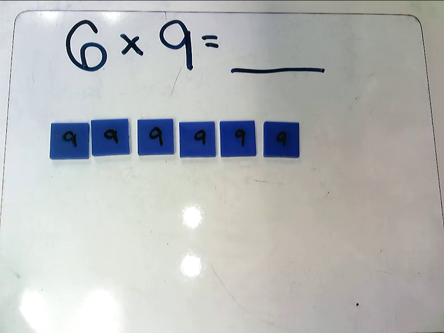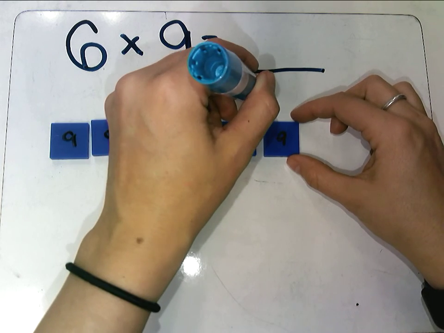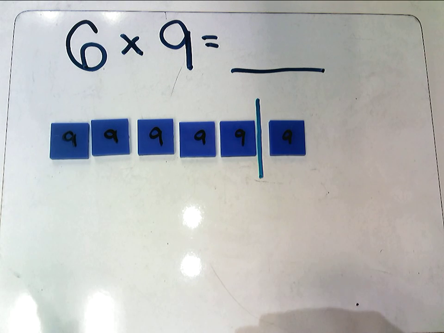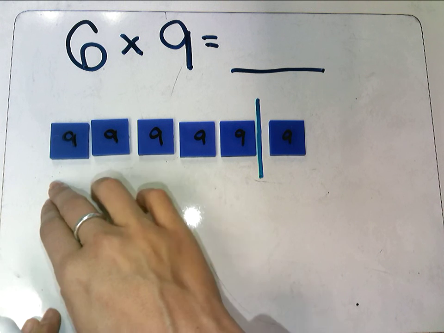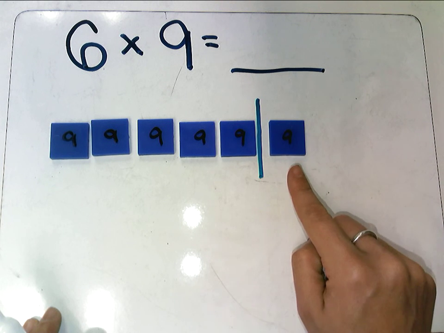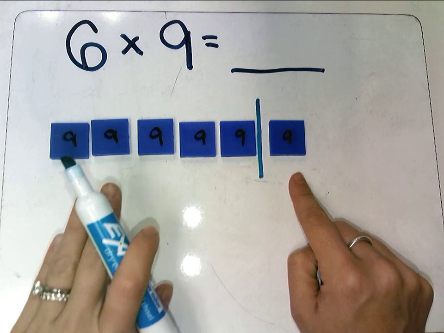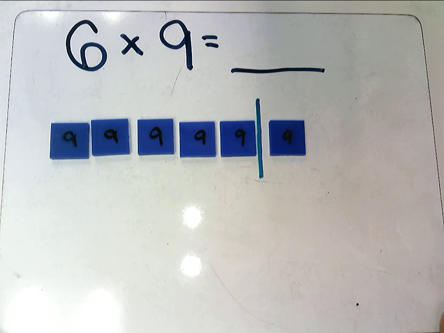Now I'm going to distribute our picture. So I'm going to draw a line right here. In your picture, I want you to draw apart or distributing your picture. So there's 5 squares on this side and 1 square on the other side. Now we're going to write a multiplication equation for each part of our new picture.